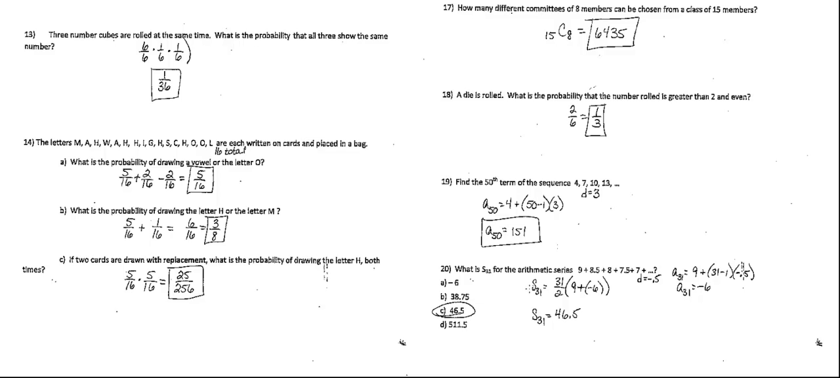Just plug and chug. Here they want the sum of this arithmetic series, and they want to know the sum of the first 31 terms. So I need to know the first term, the last term, and how many terms there are. Well, we have the 31, and we have the first term. We don't have the last term, so we have to go back to the arithmetic sequence formula to figure out what the 31st term is, and then once I get that, I plug it in over here into the arithmetic series formula.